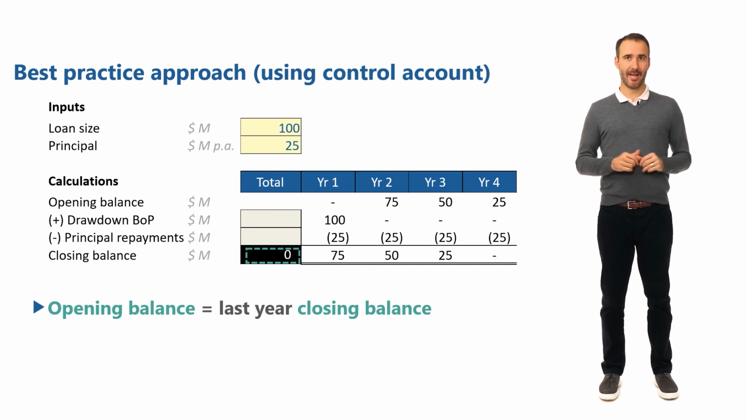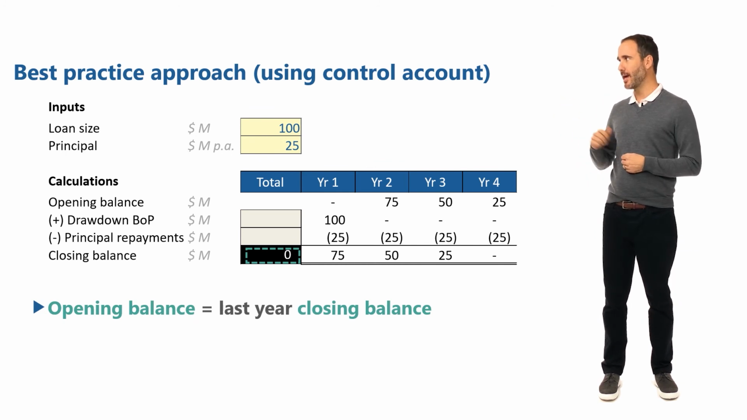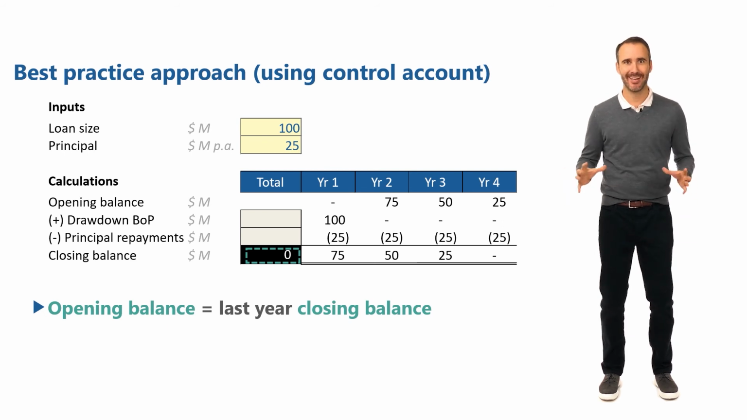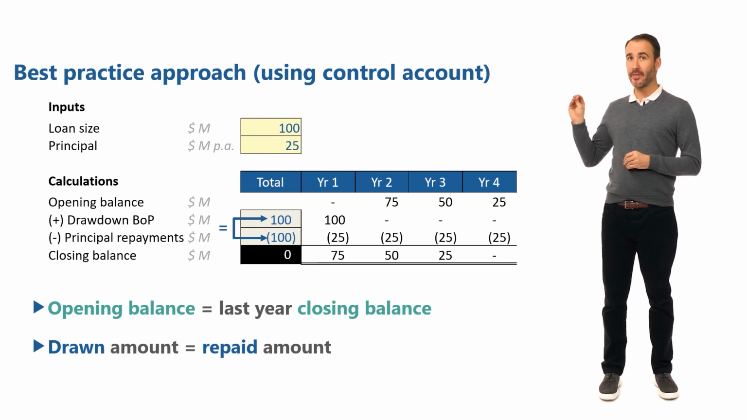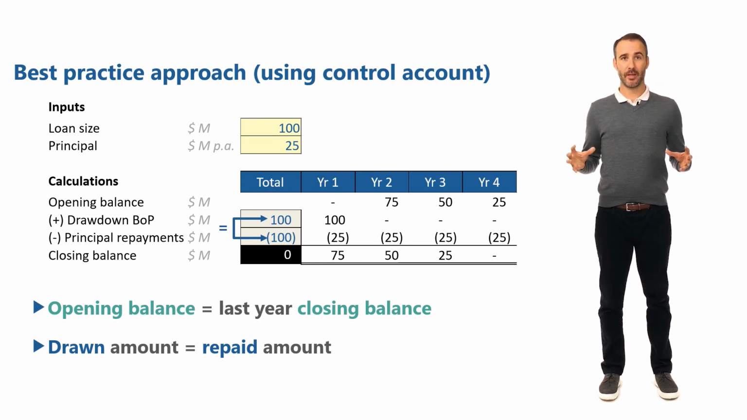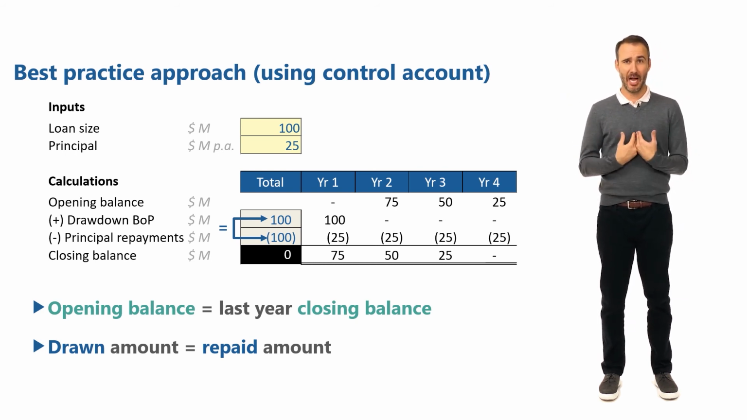What's particularly nice about this account is that I can clearly see my opening balance, my drawdown, my principal repayments, and my closing balance. It's uber clear. And even better, I can see the total drawdowns and the total repayments equal each other. That's a great check. I want to know if I've repaid my loan.